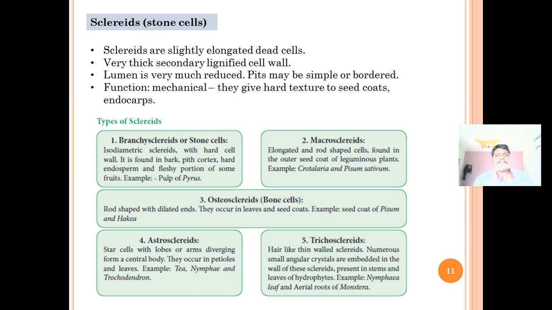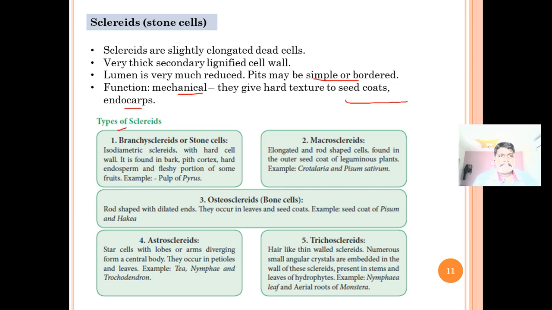Okay, it also contains simple and bordered pits. If you take a fiber, it contains only simple pits. It can also give mechanical strength, especially stone cells. That means the sclereids are found in the seed coats and endocarp. That's why the endocarp is so strong.